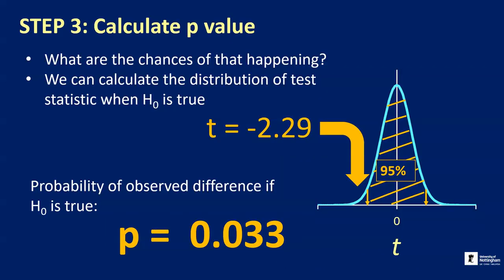So what we're saying is there's a really quite small probability that you'd get a value as large as 2.29 if the null hypothesis was true. And you can see that graphically in this distribution of t, because you can see that it's a really unlikely event that you get a value that far away from 0.